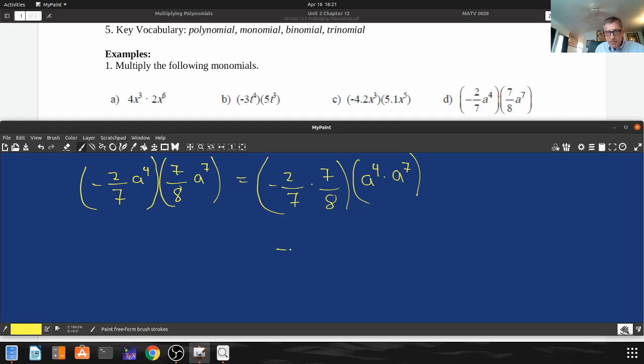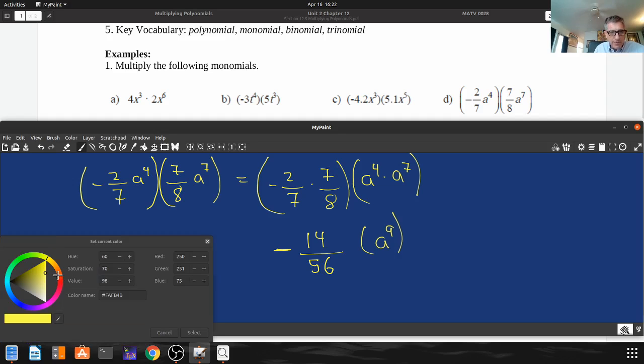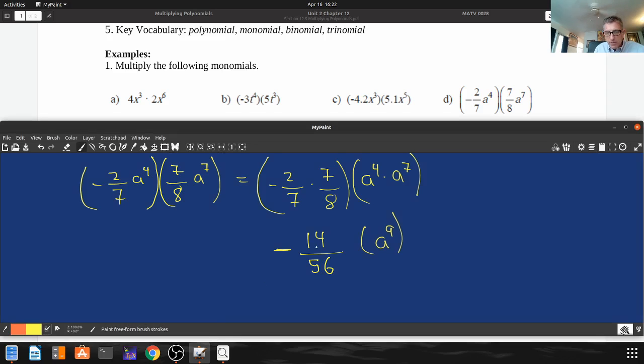So my answer here is going to be negative. And to multiply fractions, I literally just multiply numerator by numerator, denominator by denominator. So I get 14 on the top and 56 on the bottom. And this is going to be a to the 4 plus 7, which is a to the 9th. But we can simplify this. As a matter of fact, you may have noted that I missed an easy simplification. Well, clearly you know this can be reduced because 14 is divisible by 2 and 56 is divisible by 2.